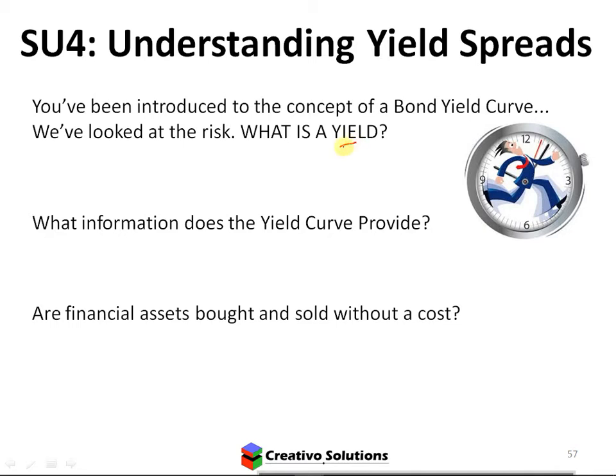What is yield? It's the interest. So what information does the yield curve give? Well, the yield curve is interest with time. Good. So it gives you an expectation of what's going to happen in the future. Are financial assets bought and sold without a cost? No. There's always a cost of transaction.